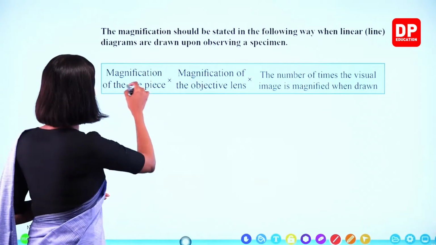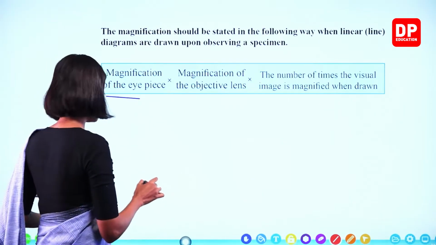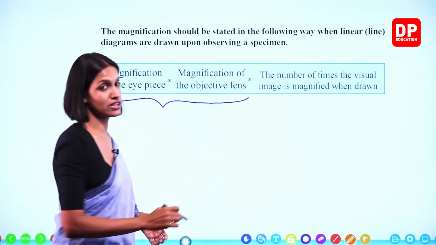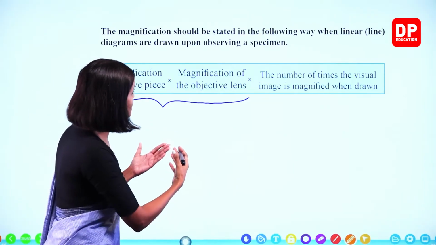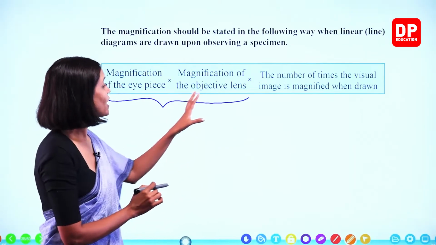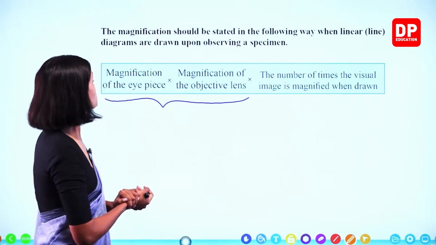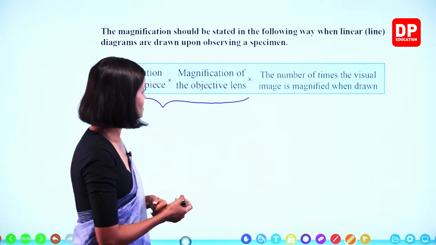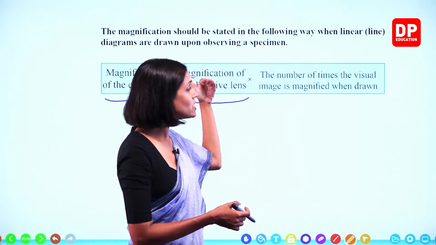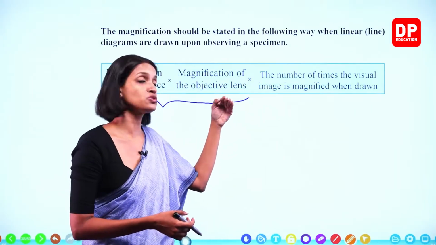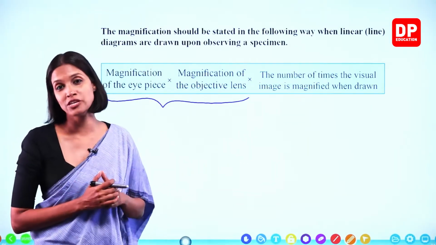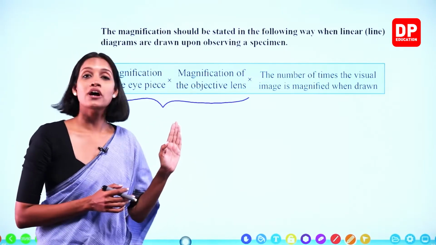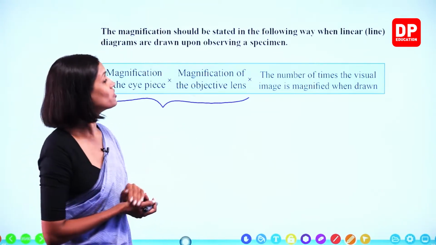Now this is what we learned earlier, only this part. Magnification of the microscope equals magnification of the eyepiece into the magnification of the objective lens. The first two parts given here, right? Only this part we learned earlier as the magnification. But in case you draw a line diagram of the specimen, you have to indicate this one as well. So in that case, magnification of the eyepiece into magnification of the objective lens, into the number of times the visual image is magnified when drawn. So whether it's 2 times or 3 times, roughly you can mention that as well. Right, children? Okay, so I hope you understood this part very well now. We'll move on to the next.